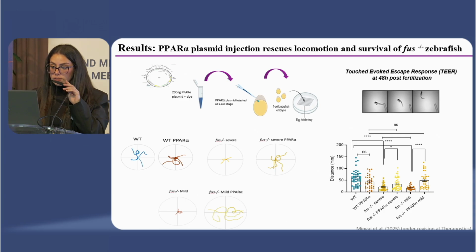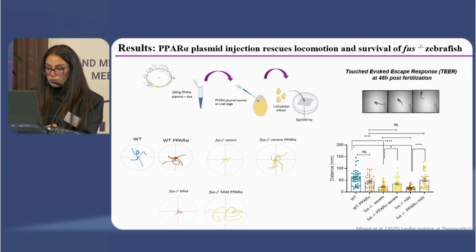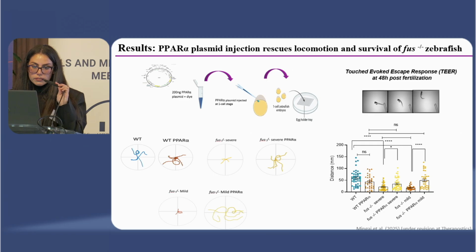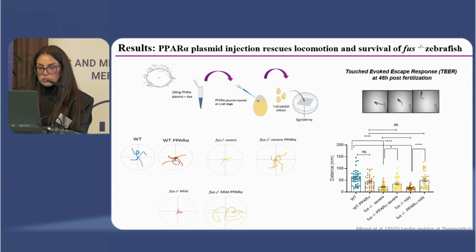Okay, so what I did at the lab, I decided to perform a rescue experiment to target the PPAR alpha pathway downregulation, and this was done in the FUS mutated zebrafish, where I injected the PPAR alpha plasmid in hopes that the fish will gain back their normal phenotype. This was done by injecting the plasmid at the 1-cell stage of the fish, and then we measured the locomotor activity by the touch-evoked escape response, and we looked at the swimming trajectory of the fish.